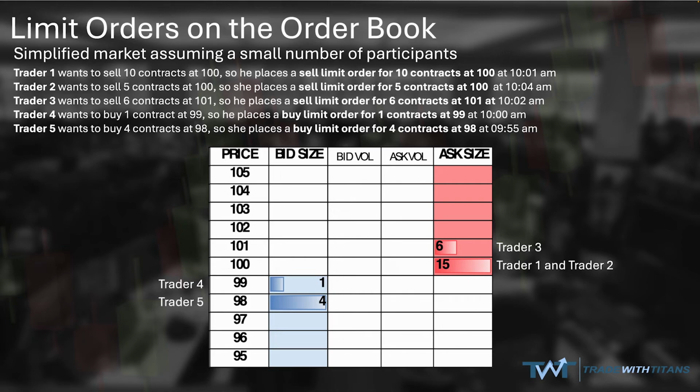Trader 1 wants to sell 10 contracts at 100, so he places a sell limit order for 10 contracts at 100 at 10:01 a.m. Trader 2 wants to sell 5 contracts at 100, so she places a sell limit order for 5 contracts at 100 at 10:04 a.m. Trader 3 wants to sell 6 contracts at 101, so he places a sell limit order for 6 contracts at 101 at 10:02 a.m. Trader 4 wants to buy 1 contract at 99, so he places a buy limit order for 1 contract at 99 at 10 a.m. Trader 5 wants to buy 4 contracts at 98, so she places a buy limit order for 4 contracts at 98 at 9:55 a.m.